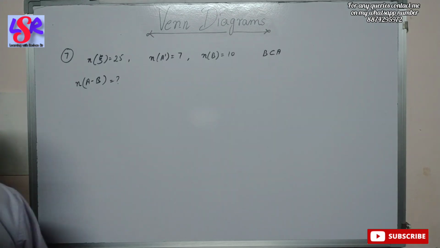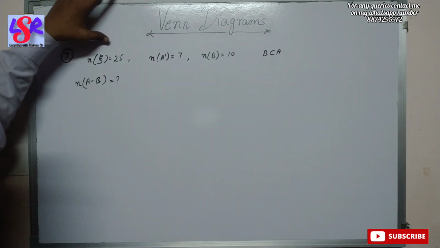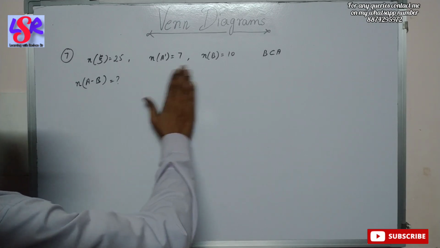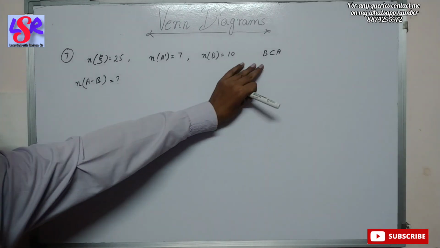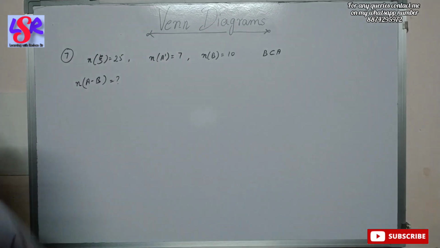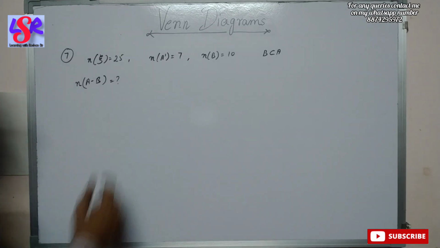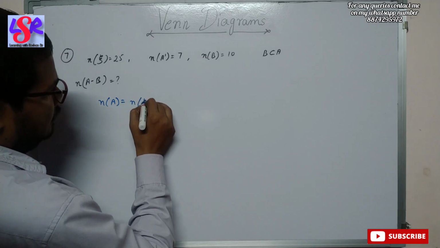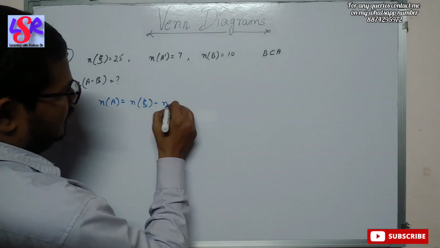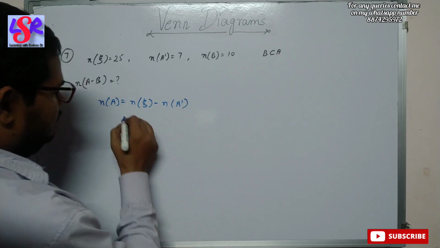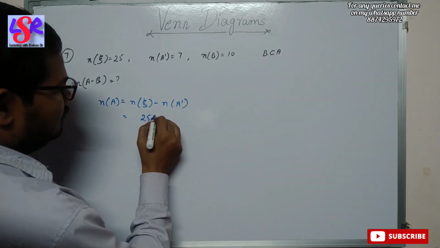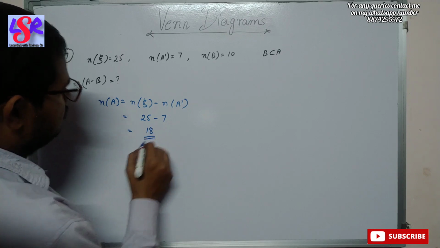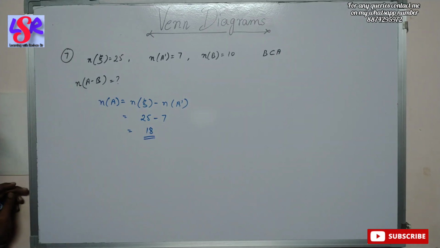Now here in question number 7, we are having the cardinal number of universal set as 25 and the cardinal number of A complement as 7 and the B is 10, and it has been given that B is a subset of A. तो सबसे पहले हम लोग cardinal number of A निकाल लेते हैं. So cardinal number of A will be equals to n, the universal set minus n A complement, and here we have 25 minus 7, that is equals to 18. So the set A is having 18 terms.